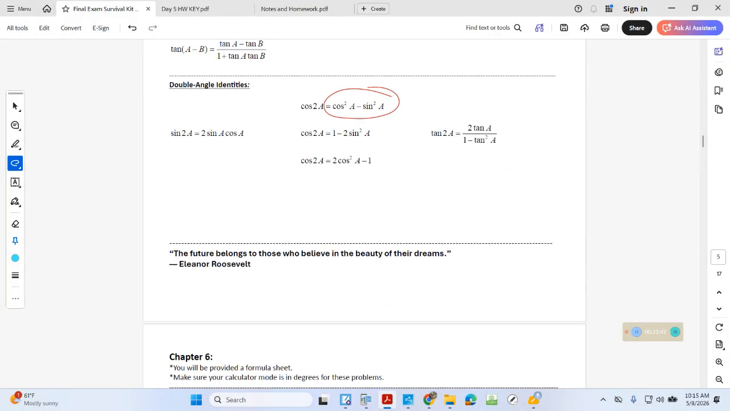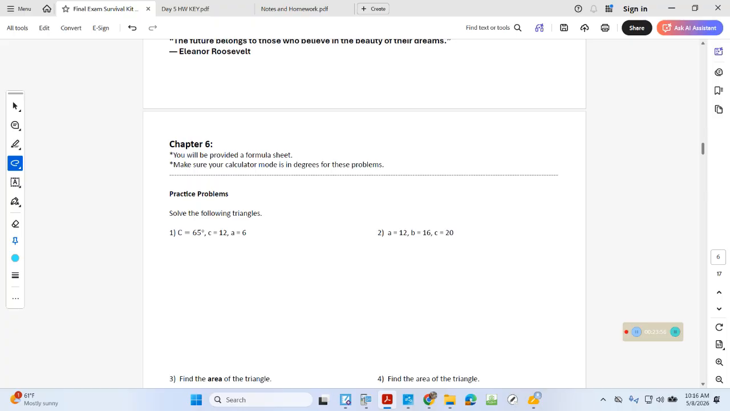Inspirational quote time. The future belongs to those who believe in the beauty of their dreams. Eleanor Roosevelt.